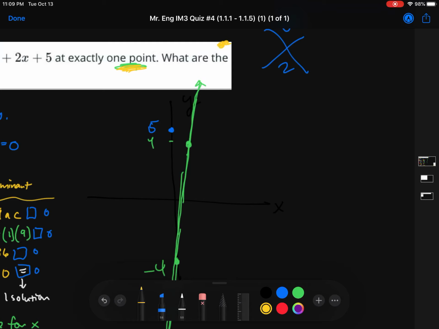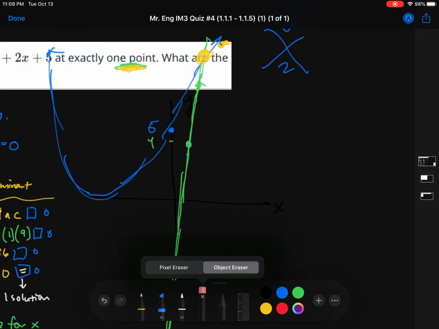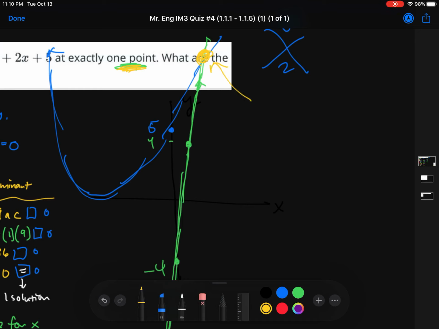What does that mean for my graph? Maybe something like that, right? And the green one goes, and you can just erase, got an eraser, look, boom. And that is 3, 20. Okay.